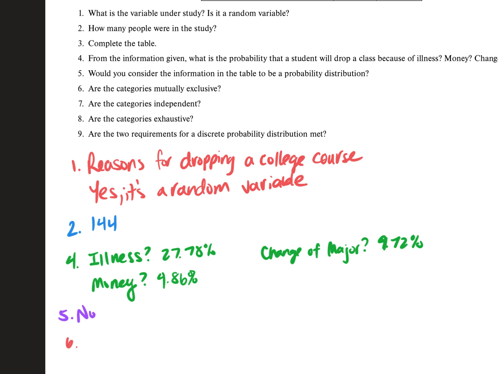How do we know what it is not? Because remember, a probability distribution has to be random, it's by chance. This is just a survey. It's not exactly by chance. By chance would be more like rolling dice, flipping a coin, that kind of thing.